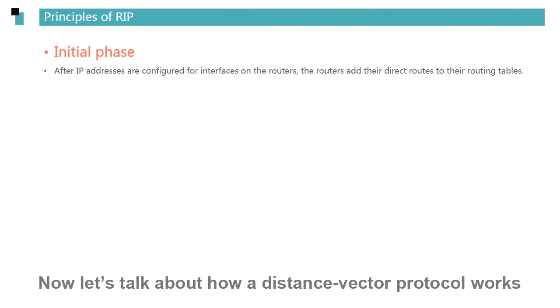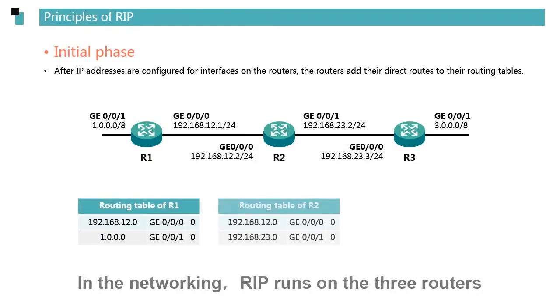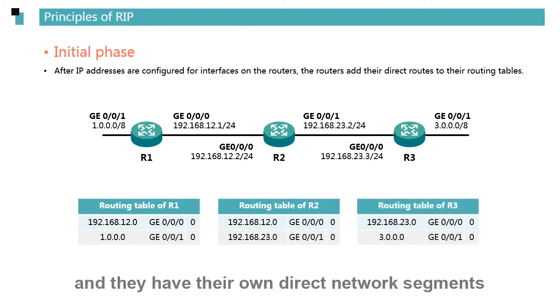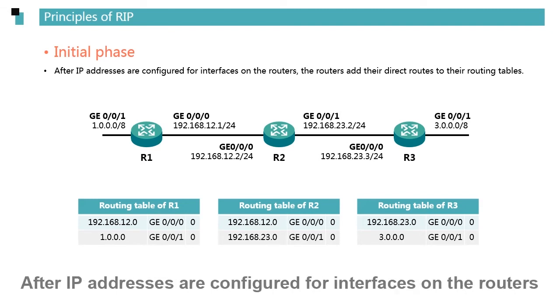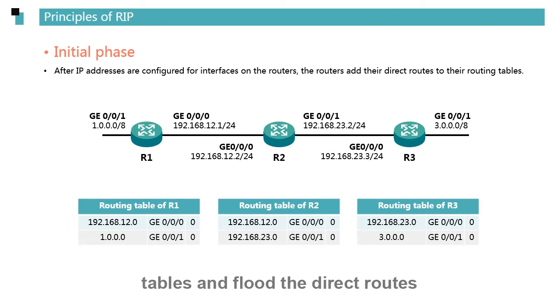Now let's talk about how a distance vector protocol works. In a network, RIP runs on the 3 routers, and they have their own direct network segments. After IP addresses are configured for interfaces, the routers add their direct routes to their routing tables and flood the direct routes.